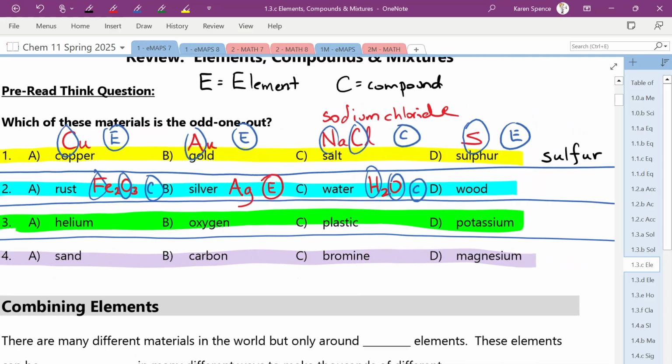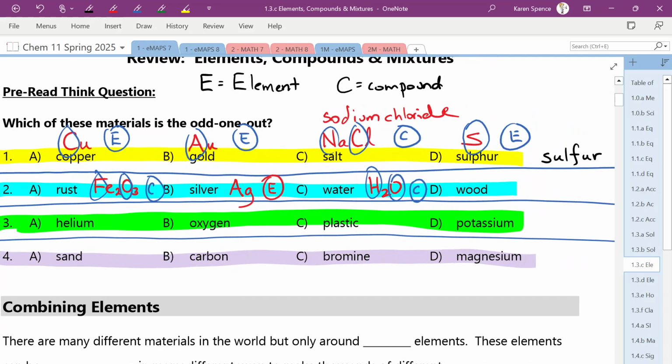And wood, there's no way to know exactly what wood is. It's made of many, many different things, but it is mostly made of carbon and hydrogen and oxygen. So I've written CxHyOz because we don't know what those numbers are. They could be anything, varied from time to time.